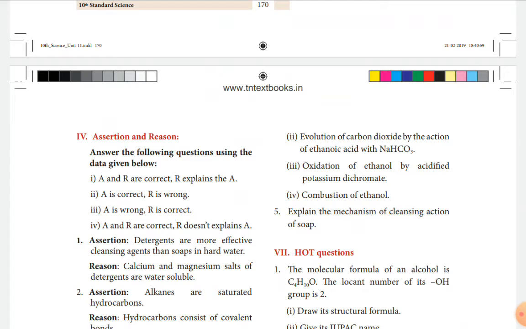That is sodium, hydrogen, NaHCO3. HCO3 is called bicarbonate. Sodium bicarbonate. What is the other name for sodium bicarbonate? This is called baking soda. This is used in our houses, also in bakeries, to give softness to the food item. So ethanoic acid CH3COOH plus NaHCO3, and you have to know what products will be formed.